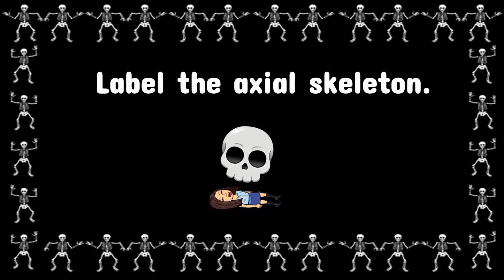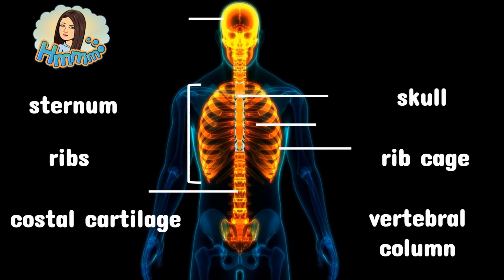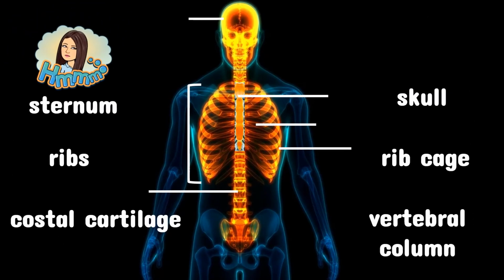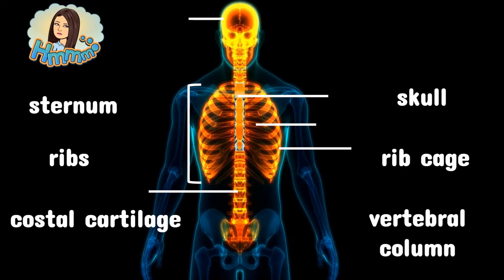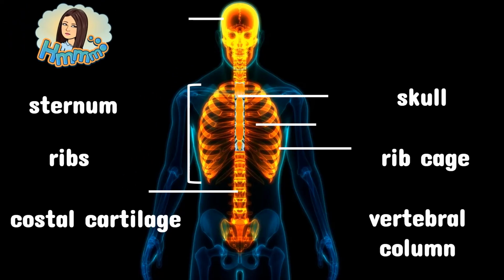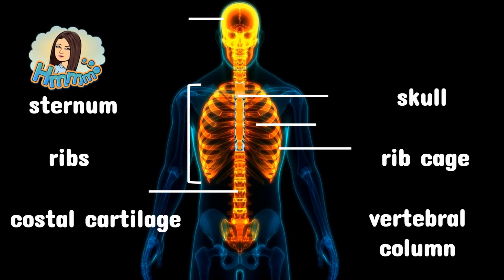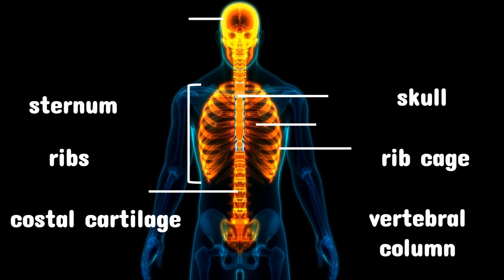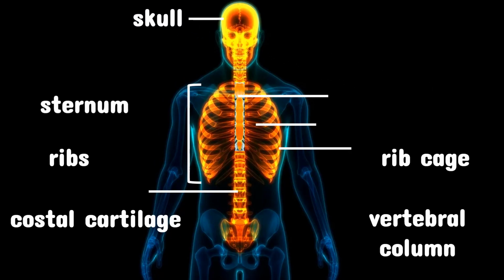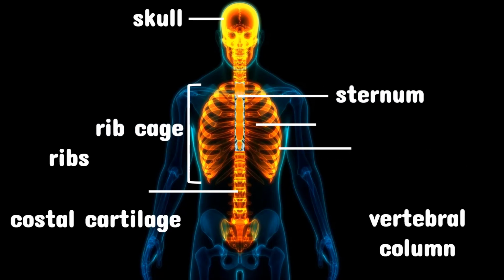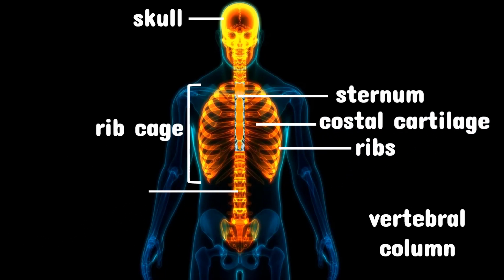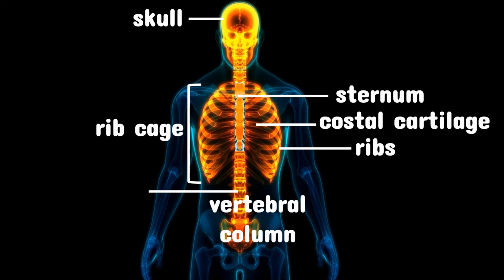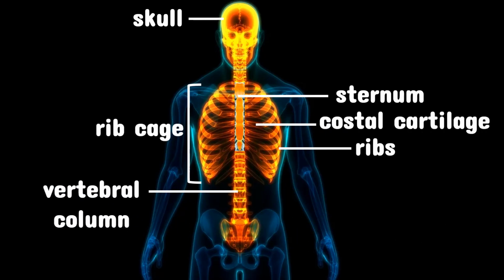Label the axial skeleton. Let's check your answers. These are the parts of the axial skeleton. Skull, sternum, rib cage, ribs, costal cartilage, vertebral column.